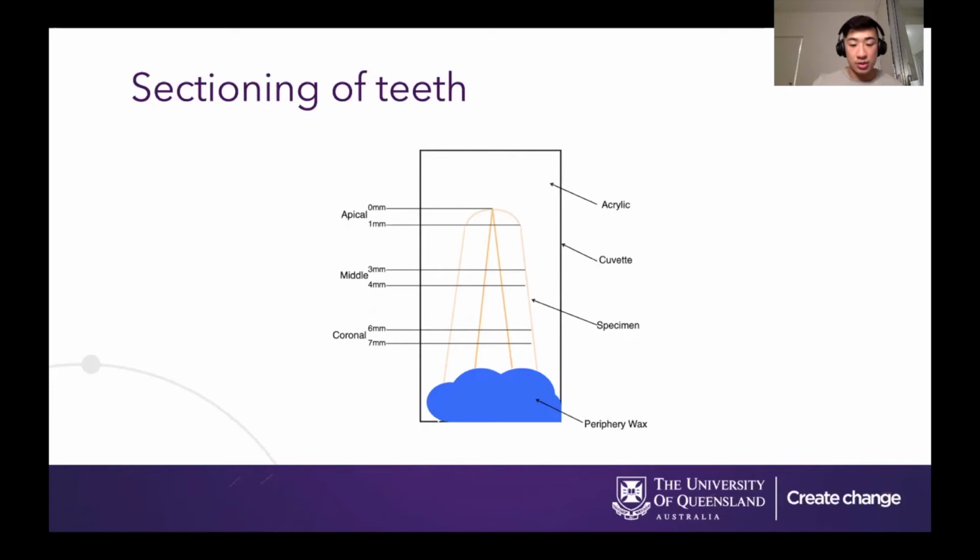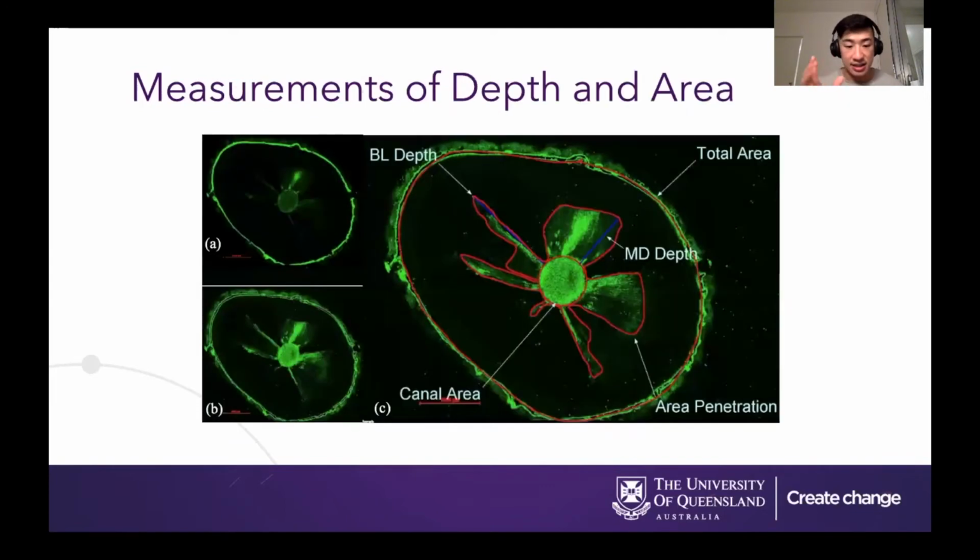The sections were then viewed under CLSM, and ImageJ software was used to enhance the picture with a find edges and sharpen image tool. What we got is this beautiful picture, where we measured the maximum penetration from the average maximum penetration of the buccolingual and mesiodistal directions. We also measured area penetration as a percentage, which is the area penetrated over the total area less the canal space.